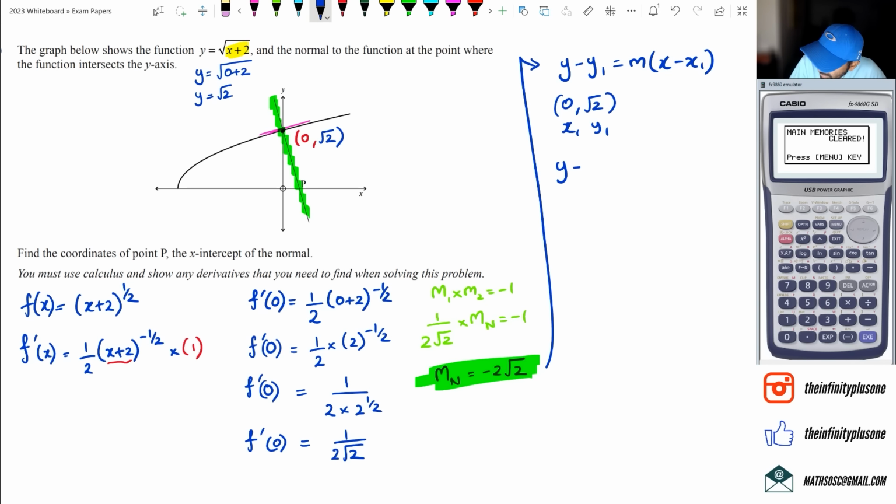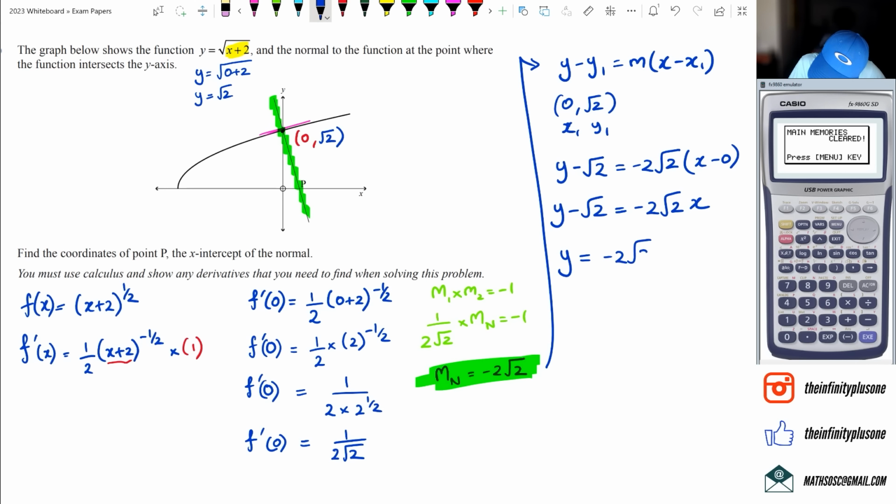So I've got y minus root 2 equals, what have we got here? Gradient is equal to -2 root 2 times (x minus 0). Looks good. So I've got y minus root 2 equals -2 root 2 x, and then the 0 just disappears, and we can rewrite this equation for the normal as y equals -2 root 2 x plus the square root of 2. Basically the plus square root of 2 is just switching around that minus square root of 2. Okay, now this is the equation of the normal.